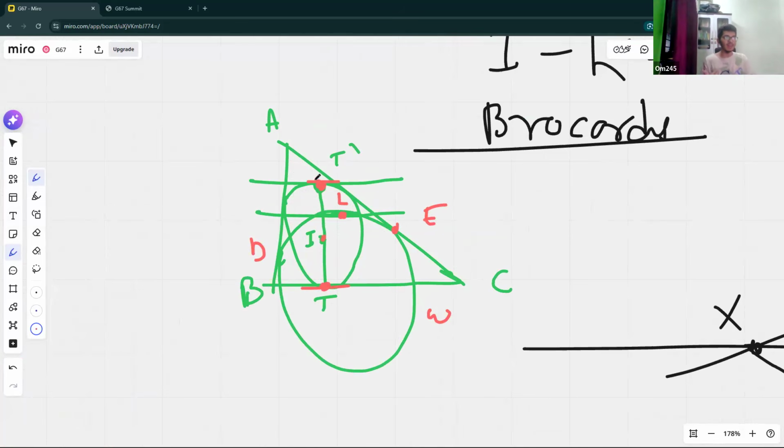So if you take the diameter opposite point T', then I is there. So the tangents are parallel, and that's why it's also parallel to BC. And because there's a homothety from A, T' and L are collinear.